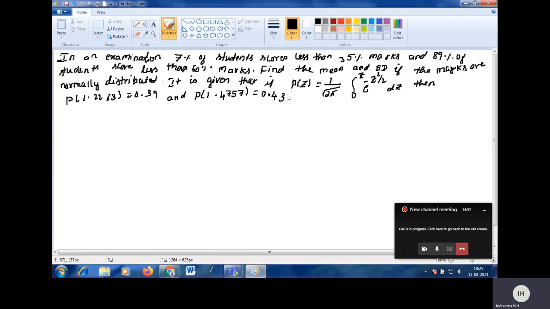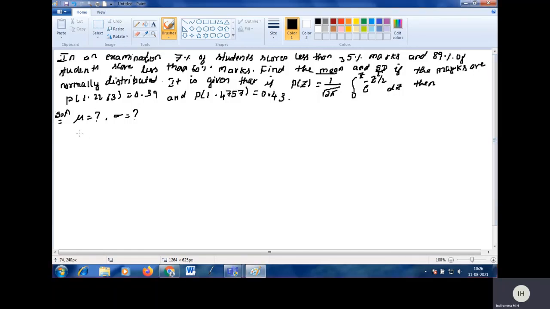This is a June 2018 question paper problem also. So for this given data, we have to find the mean and standard deviation. We have to find out mu and sigma. Mu and sigma will be calculated here.